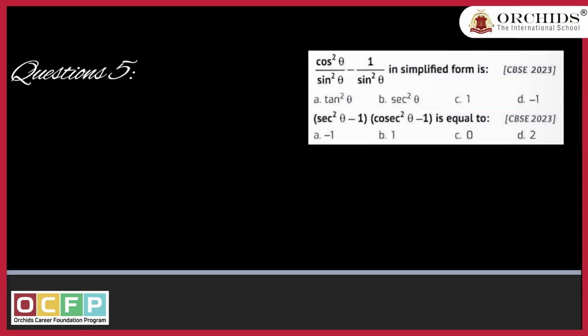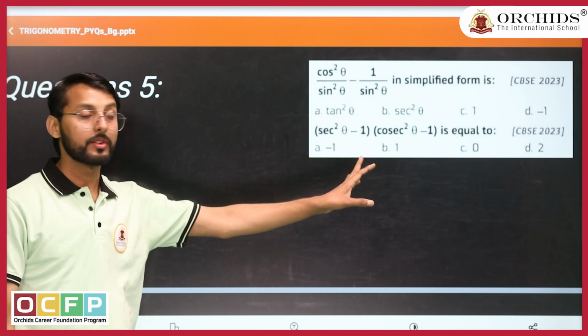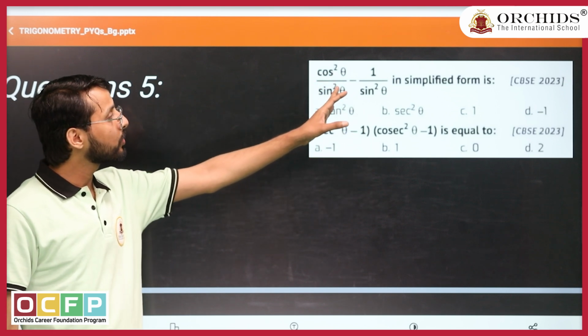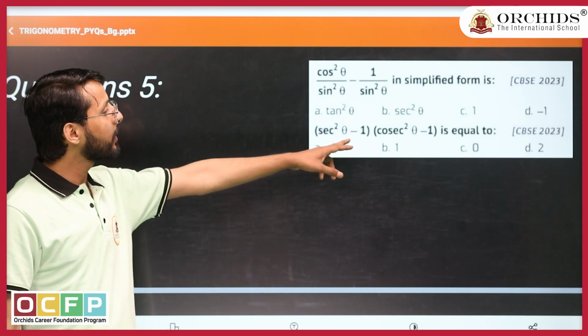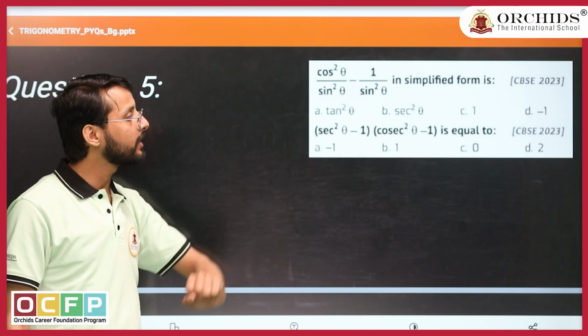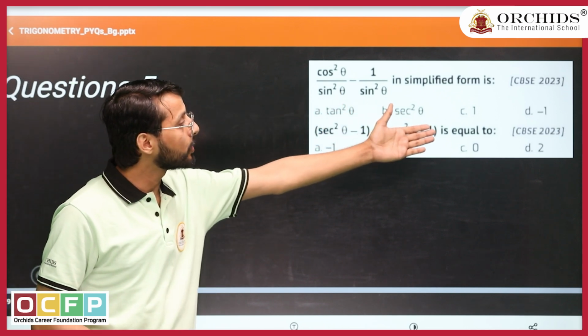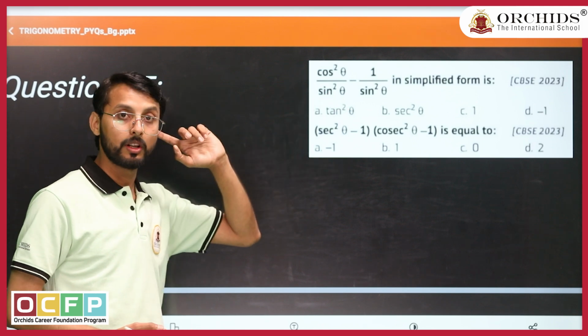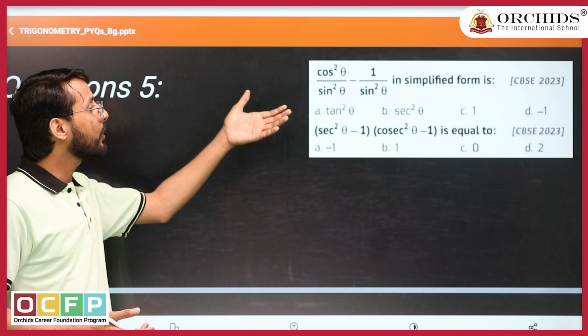Next question is question 5th. Now, first I have kept two questions in this. Cos square theta upon sin square theta minus 1 upon sin square theta, and secant square theta minus 1 into cosecant square theta minus 1 is what? 4 options are given to you. Out of 4 options, you have to pick one option. So instead of guessing the option, first try to think about what you can do.